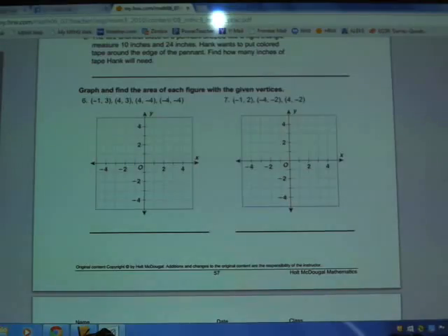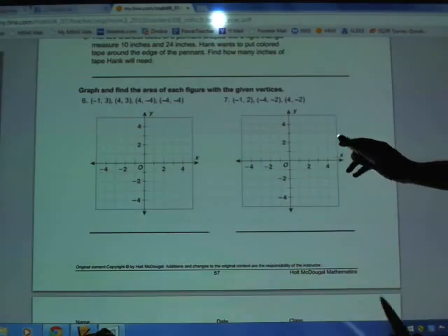We'll finish off by taking a look at 6 and 7. In 6 and 7, we're going to graph and find the area of each figure with the given vertices. This is a lot like what you saw on yesterday's homework. The first thing we're going to have to do is plot the shape on the coordinate grid given the vertices. So let's go ahead and take a look at number 7. Given the fact that it has only 3 points, we know this is going to be a triangle.